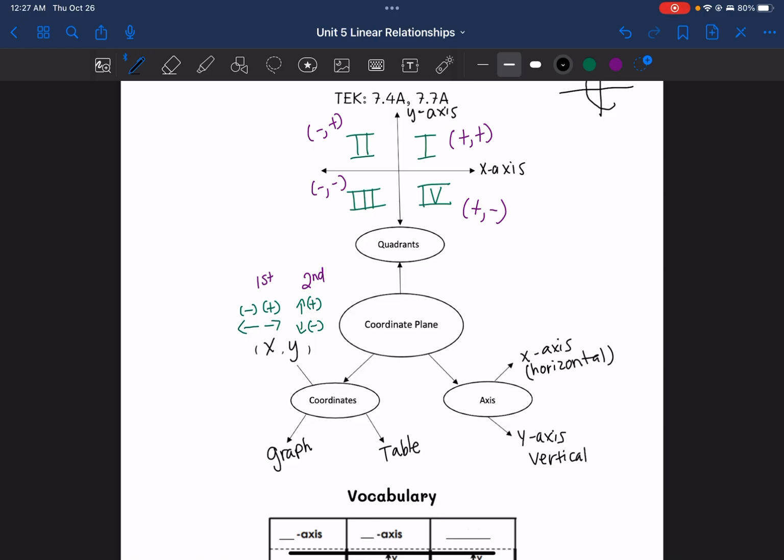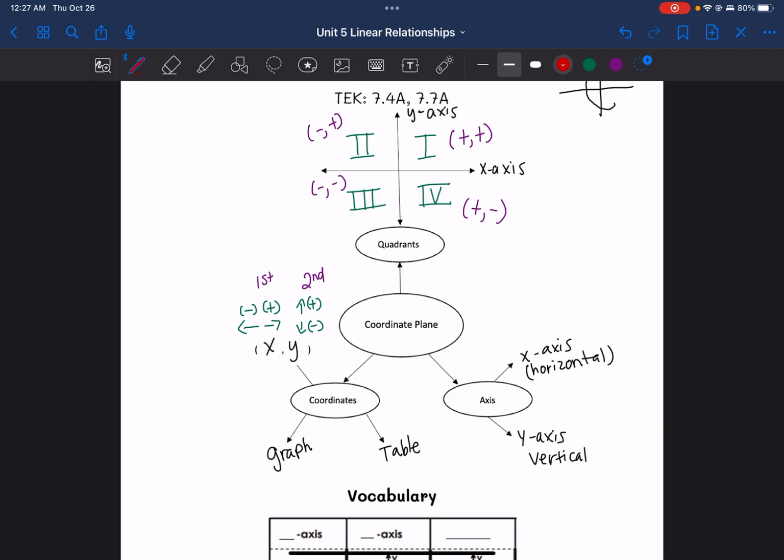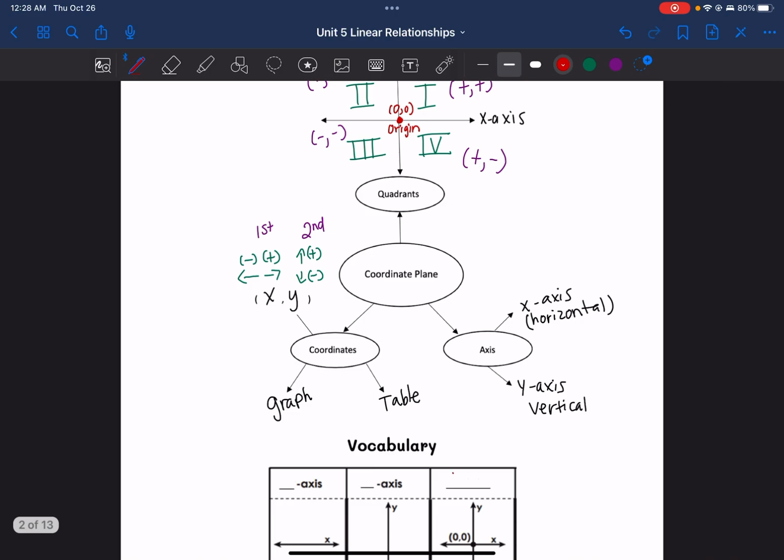There's one more piece that we need to make sure that we pinpoint in the graph, and that is the origin. Okay, this is a part of the vocabulary at the bottom. The origin is where the axes, axi, I can't remember how you say it in plural, the x-axis and the y-axis, where they meet, that is going to be 0, 0. This is called the origin, okay? So down here, I want you to write origin on the last one, okay?